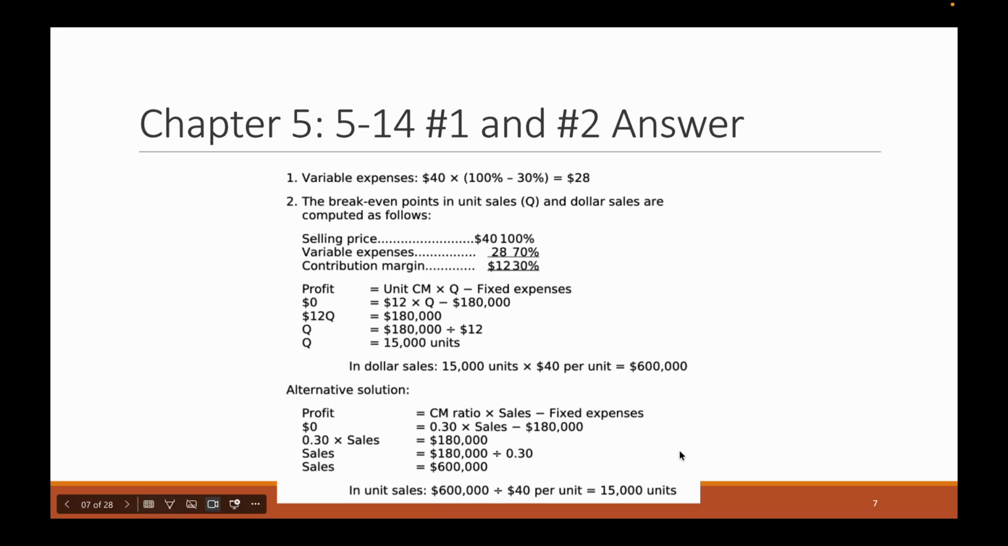Now, there's an alternative way you can calculate this. If you want to first calculate the sales and then find the units, you set up a similar equation. Profit equals the contribution margin ratio, the 30%, times your unknown amount of sales, minus your fixed expenses. You rearrange that equation after you plug in all the numbers, and you're left with sales being the unknown variable. So you solve for sales: you divide the 180,000 of fixed expenses by your contribution margin ratio, and that gives you sales of $600,000. And then if you want to figure out how many units, you just divide those sales by the selling price per unit, and that gives you 15,000 units.